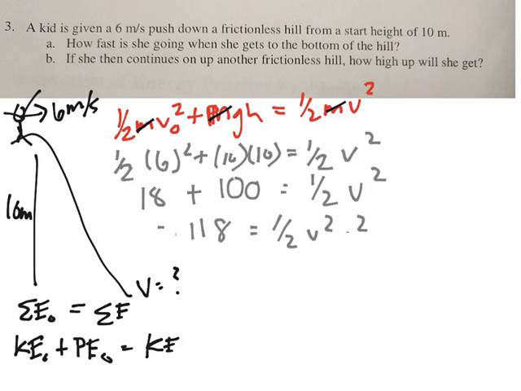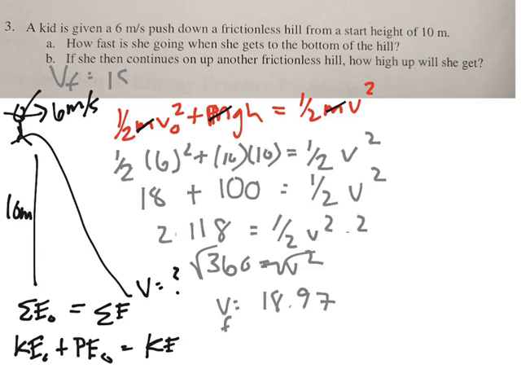Multiply both sides by 2. You get 360 is equal to v squared. And then if you square root this, v is equal to 18.97. So this is your final velocity. You should probably keep that so that you can do part B.